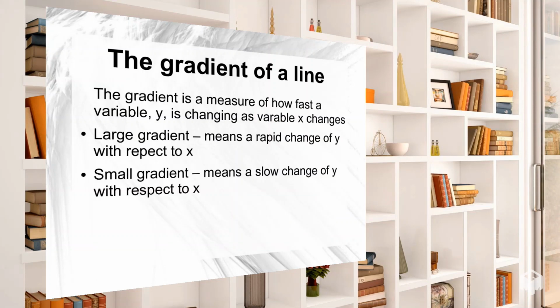The gradient is a measure of how fast the variable y is changing as the variable x changes. A large gradient or a steep slope means a rapid change of y with respect to x. A small gradient means a slow change of y with respect to x.